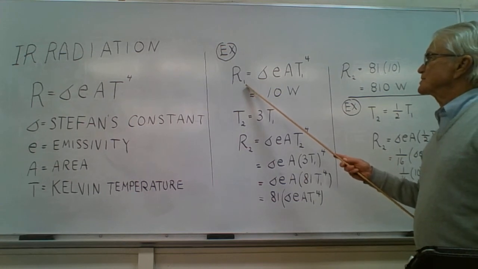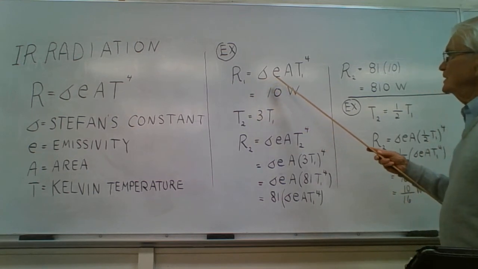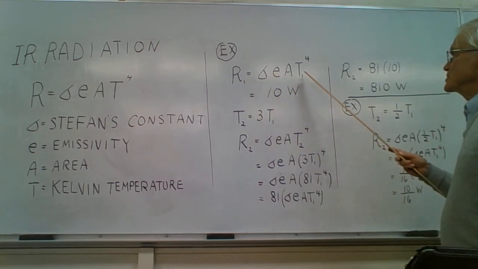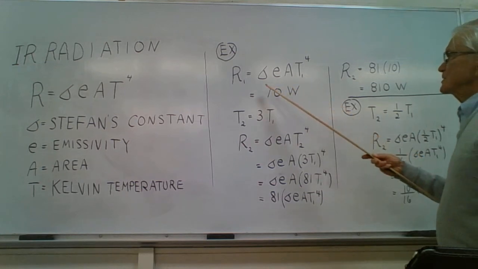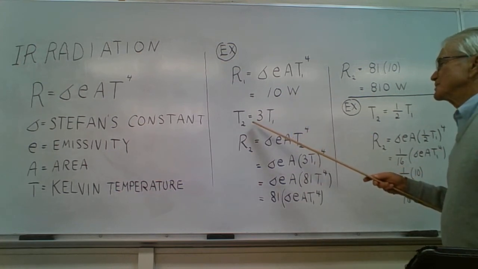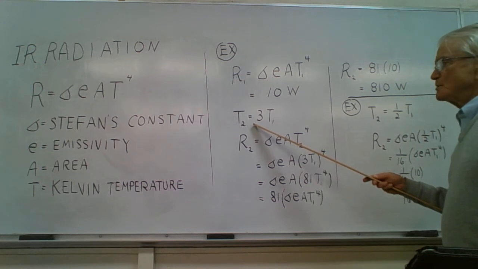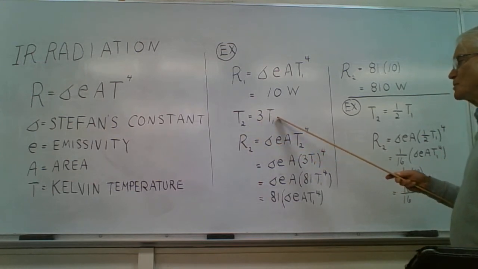In the first place, the rate of emission from an object, symbolized as R1, is given by this equation, where T is the Kelvin temperature in the first case, and the rate of emission is 10 watts. We ask the question, in a second situation, the same object, what would happen if you tripled the initial temperature so that T2, the later Kelvin temperature in the second case, is 3 times T1?